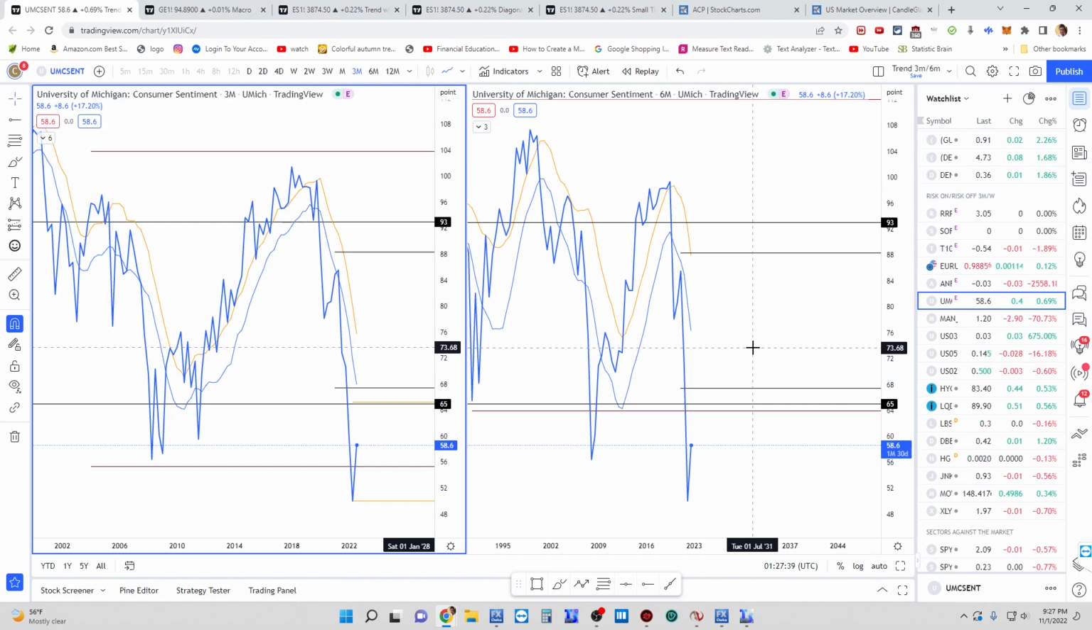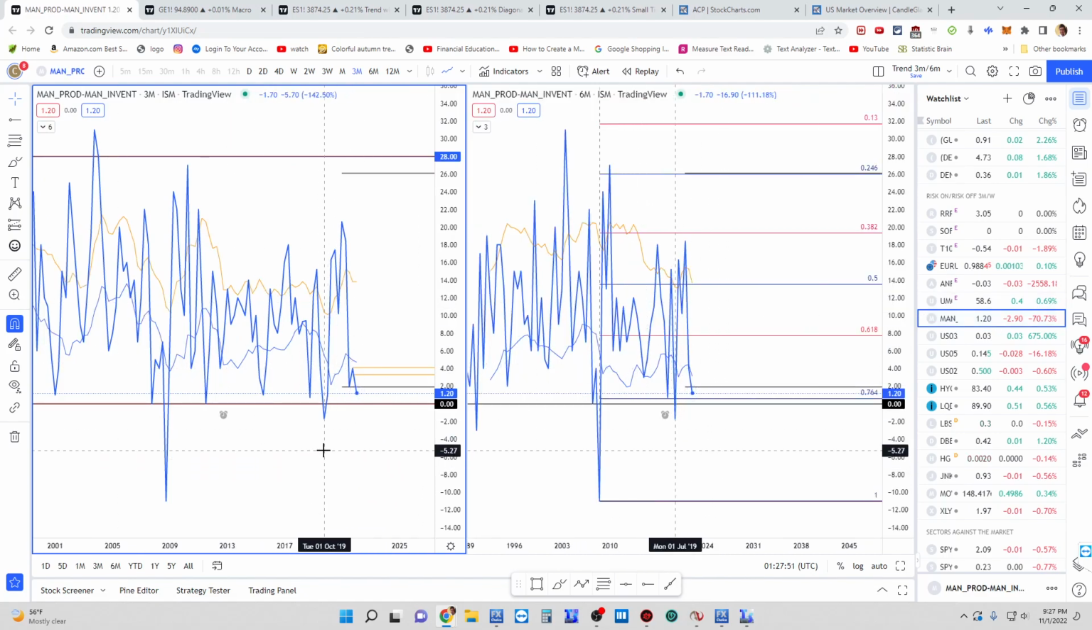This is the consumer side. The consumer sentiment, it's low. It hasn't really moved a whole lot, but just know that consumer sentiment is weak. This is the business side. Production minus inventory. If it's low, that means that there is high inventory, low production.